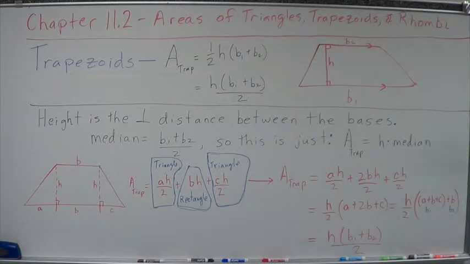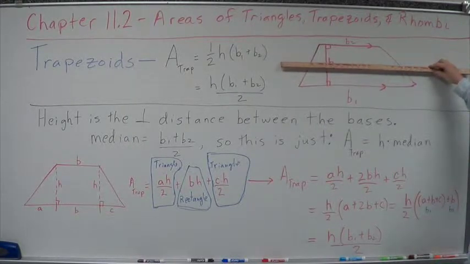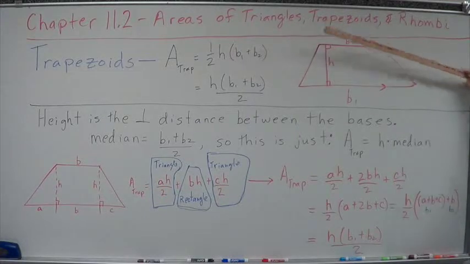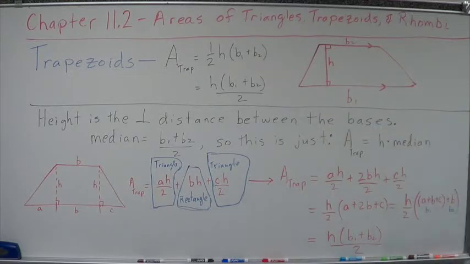What we're doing is basically turning this into an averaged rectangle. If we take the midpoints of the legs and connect them, that would be the same thing as having sides equal to the height and bases equal to that median. All right? Now let's prove that this works.